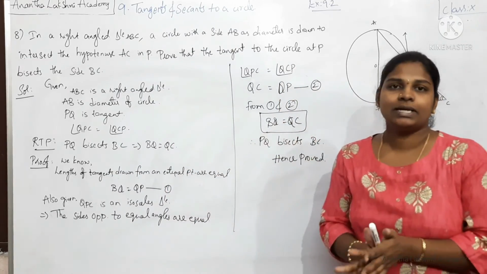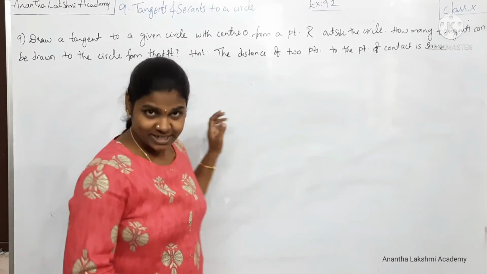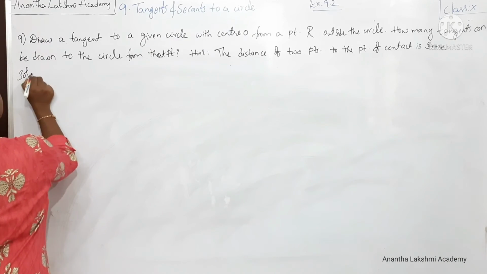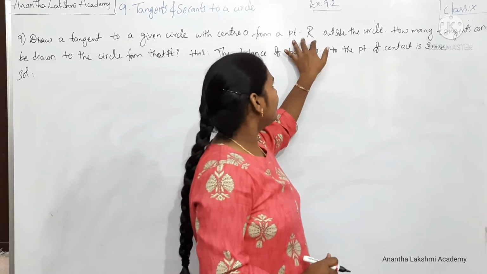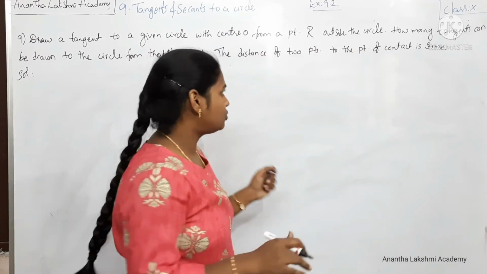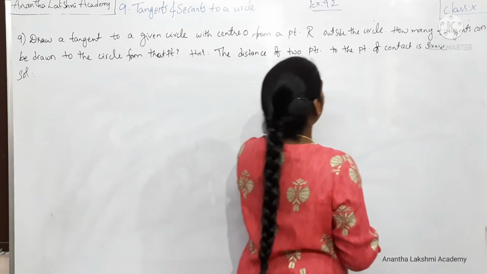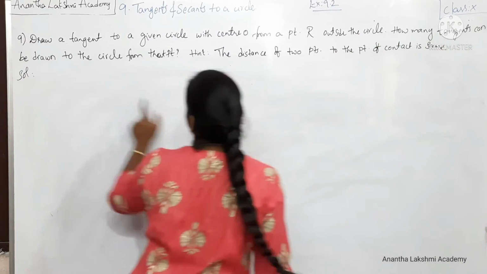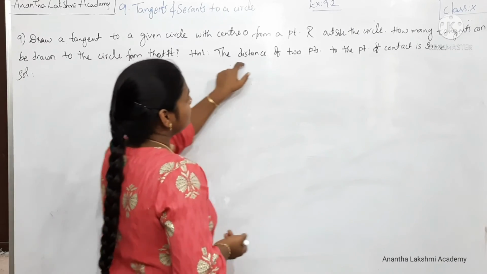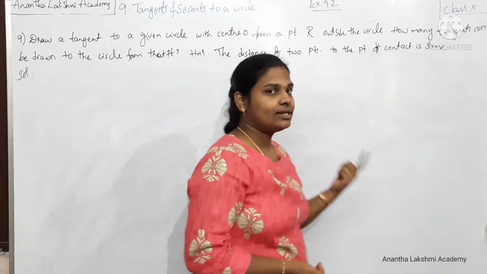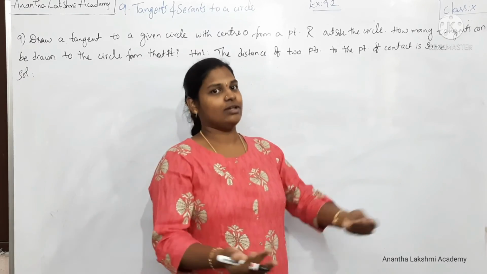Alright, that is about problem number 8. Let us look at the next problem. Here we have the last problem of exercise 9.2, which is the 9th problem. Let me read that out for you. Draw a tangent to a given circle with center O from a point R outside the circle. So we need to draw our circle with center O and a tangent from point R outside the circle. How many tangents can be drawn to the circle from that point? The distance of the 2 points to the point of contact is same.